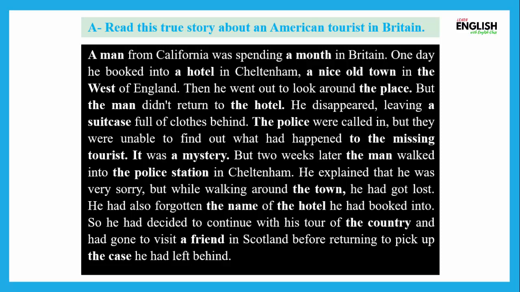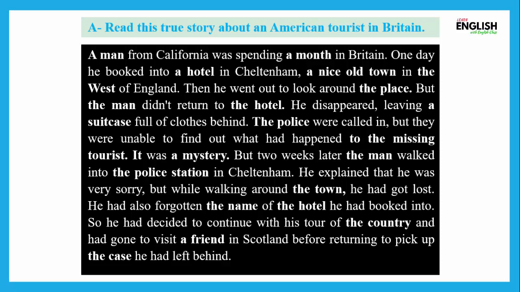The police were called in, but were unable to find out what had happened to the missing tourist. It was a mystery, but 2 weeks later, the man walked into the police station in Cheltenham. He explained that he was very sorry, but while walking around the town, he had got lost. He had also forgotten the name of the hotel he had booked into, so he had decided to continue with his tour of the country and had gone to visit a friend in Scotland before returning to pick up the case he had left behind.